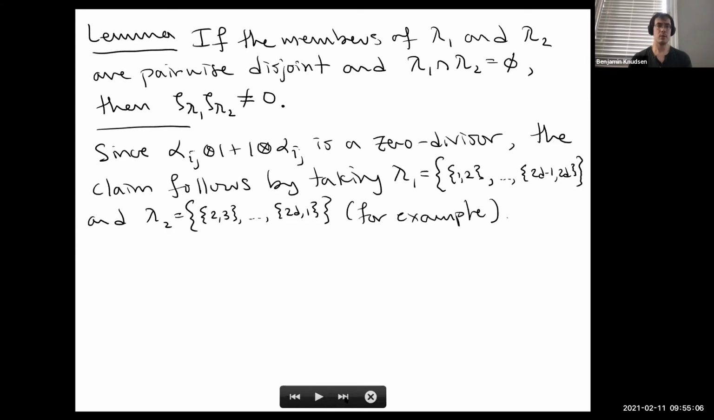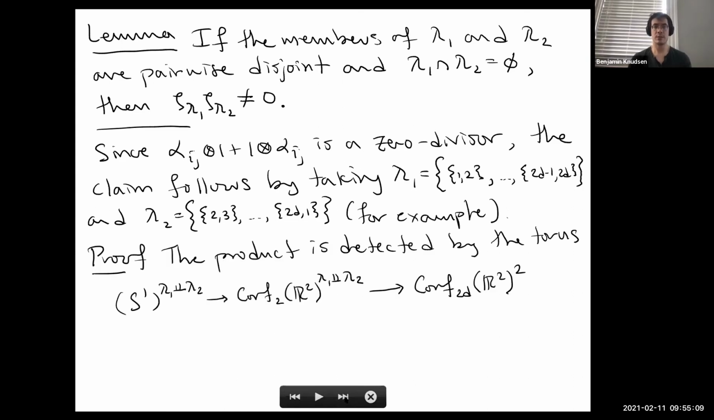Okay, great. So why is the lemma true? I'm not going to spend too much time on it, but it turns out that the product is detected by a torus. And how does the torus work? Well, in the configuration space of 2 points, I have this circle that I wrote down earlier, which is given by this map iota, the inclusion of a pair of antipodal points orbiting each other. And so for each pair of points ij in lambda1 and each pair of points ij in lambda2, I have an inclusion of a circle into the configuration space of 2 points. So that's this first map.